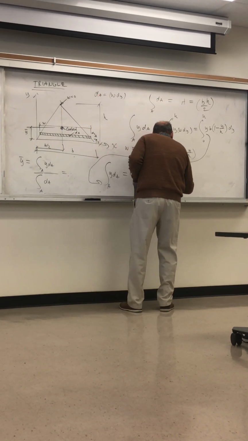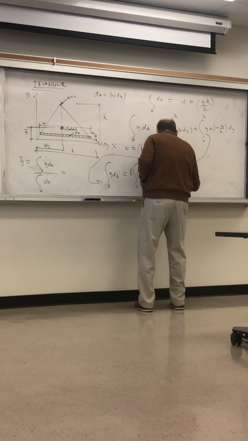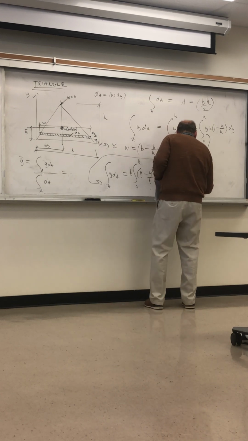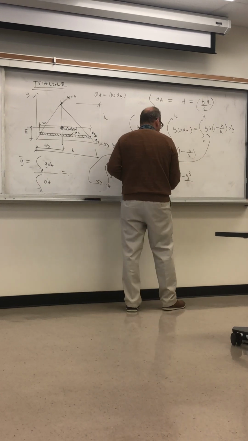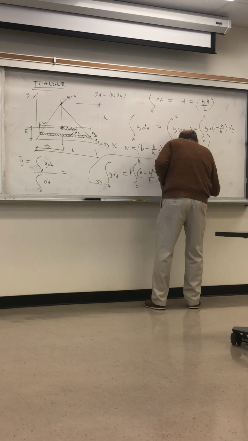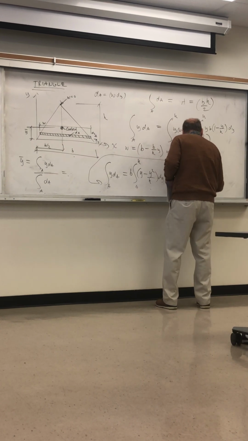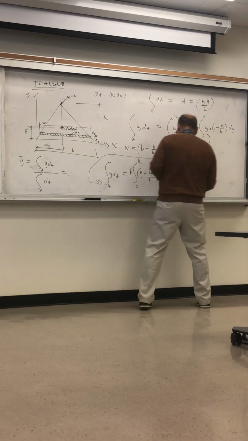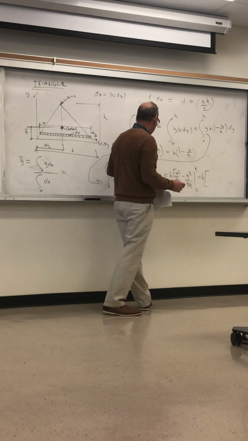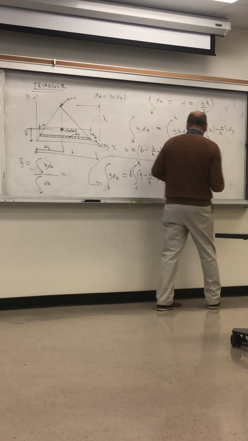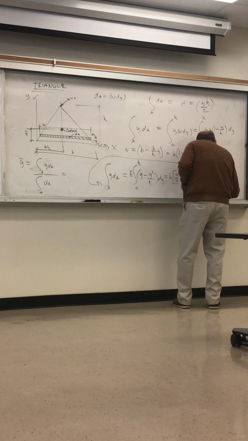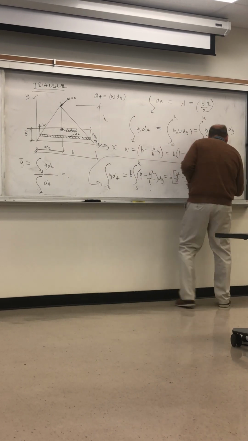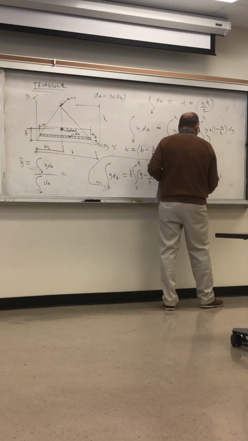So we end up with b times y squared over 2 minus y to the third over 3h, from 0 to h. This is b, and now I'm putting h in for y. So I have h squared over 2 minus h cubed, but there's an h there, so I'll cancel that, h squared over 3.